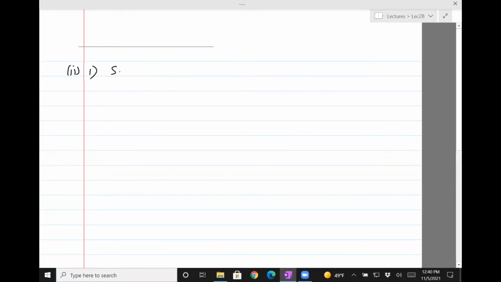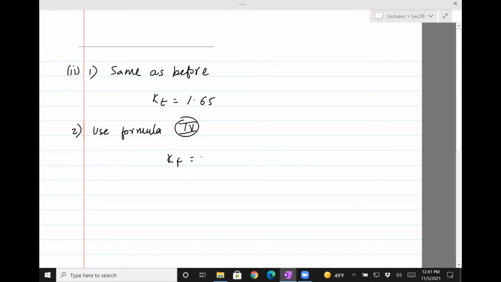So first step, same as before, nothing changes. Kt is 1.65. Step two, this is where things will change, because you're not using the figure, but you're going to use the formula. Use formula 4. The formula 4 is Kf equals 1 plus (Kt minus 1) divided by (1 plus square root of A over square root of R).